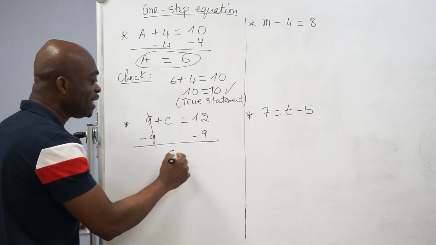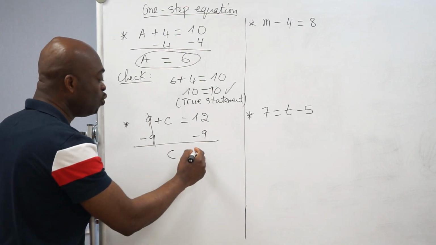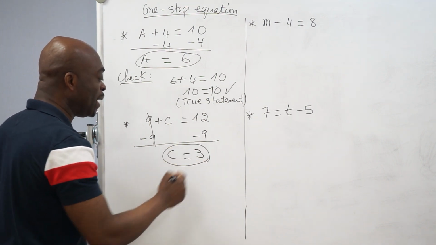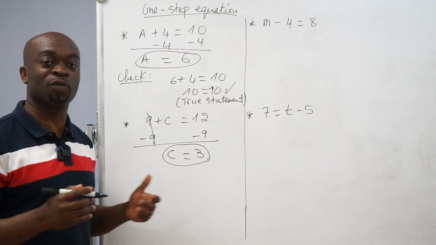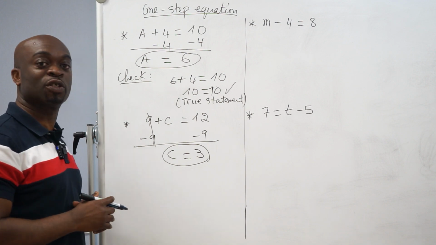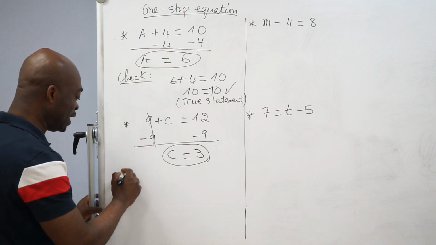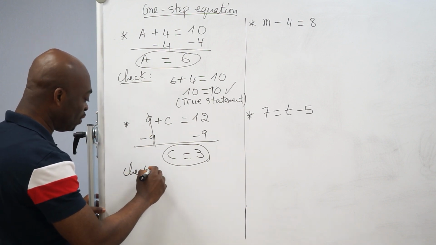So we end up with C equals 12 minus 9, which we all know is equal to positive 3. So C equals positive 3. Now because C equals positive 3, we can check it as well. So let's go ahead and check it out.